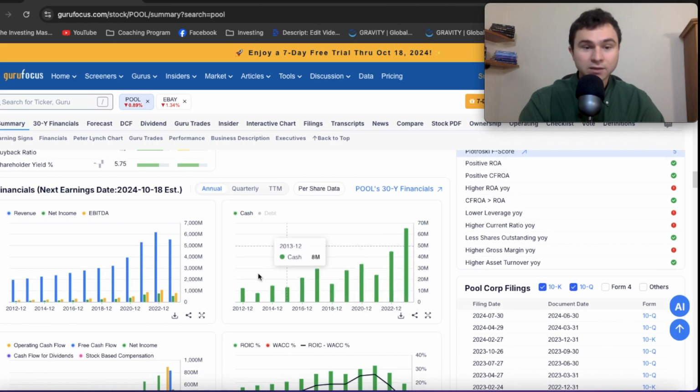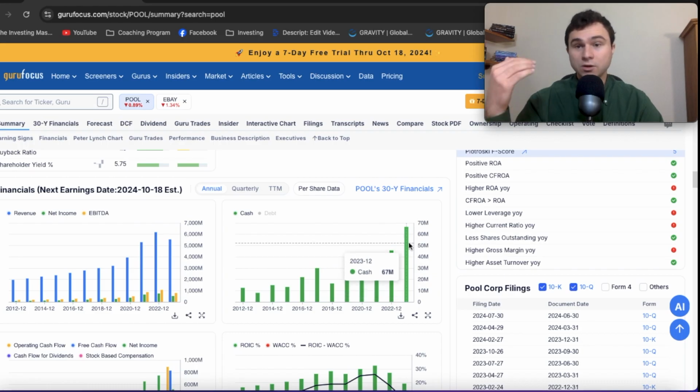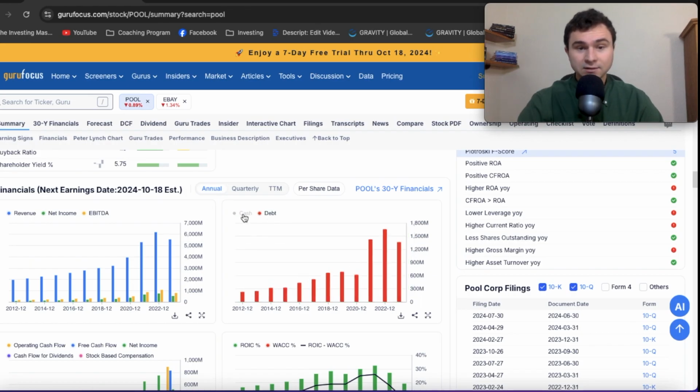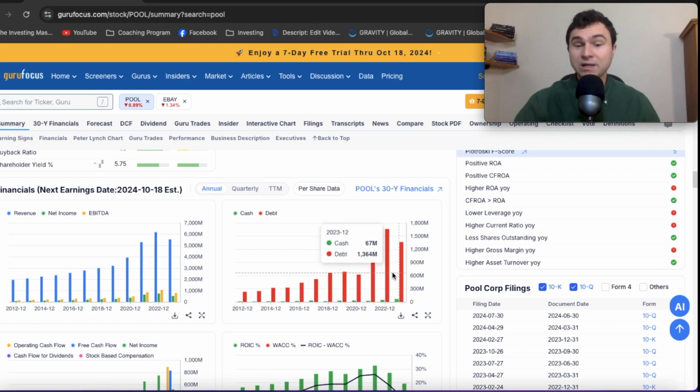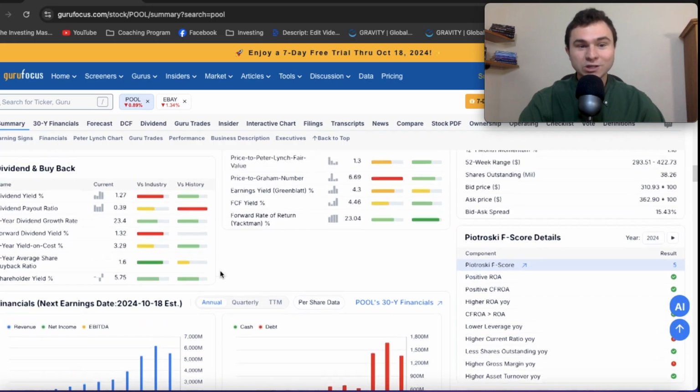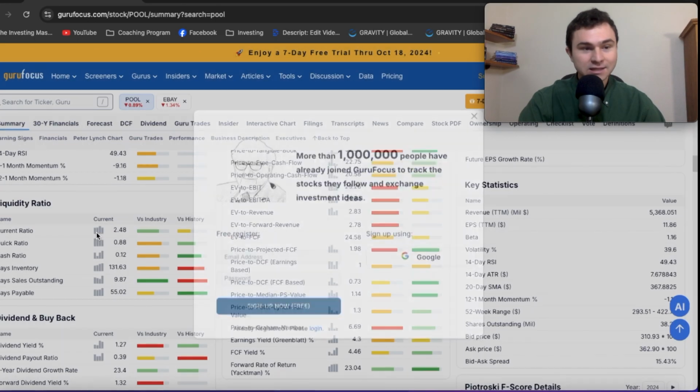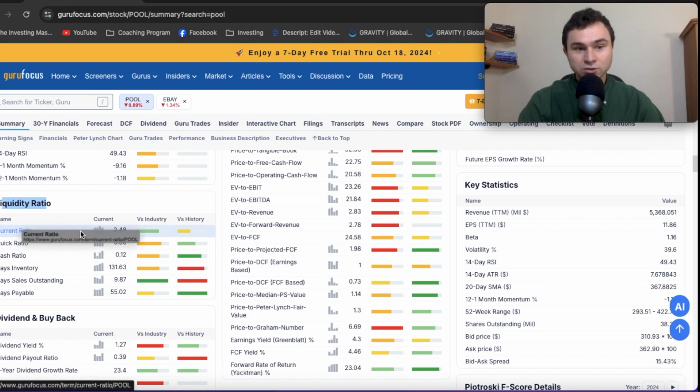You can check the cash level over time, and we have the same number, about 60 million of cash, the same number that we found in the annual report, and you have the debt here, over $1 billion. This will not be exactly the same number because there are some adjustments, but you can get a rough idea of whether the company has a lot of cash or a lot of debt. For Pool Corp, they don't have a lot of cash, they have a lot of debt. And for the current ratio, you don't even have to calculate it. It's here. Liquidity ratios, current ratio, 2.48. That's it. You have it.